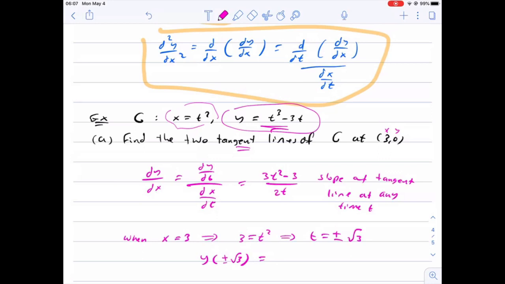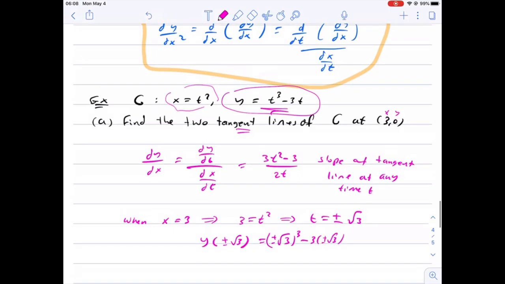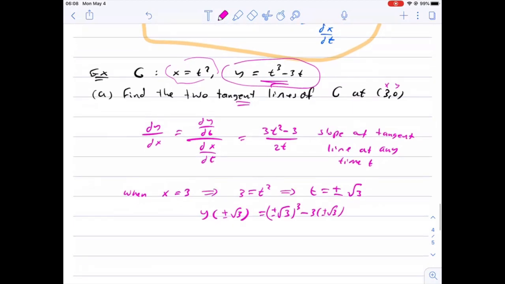is equal to, here we have plus or minus square root 3 cubed, minus 3 times plus or minus square root 3. Now we have plus or minus 3 to the 3/2 minus 3 times plus or minus 3 to the 1/2.